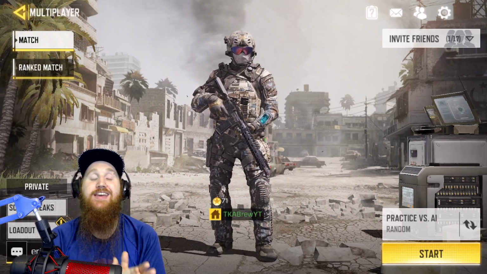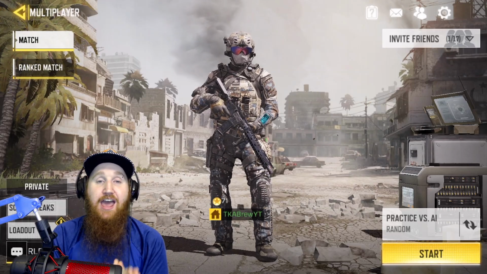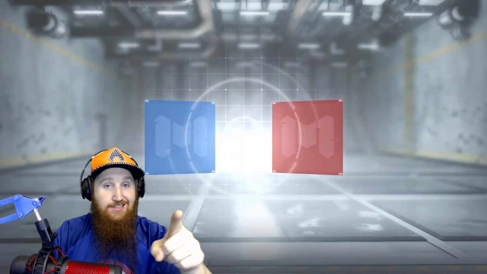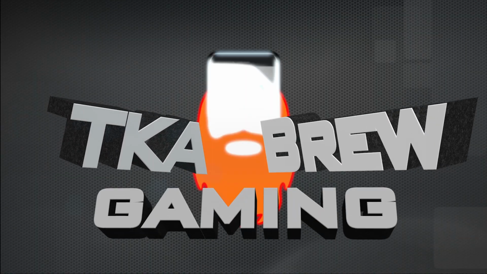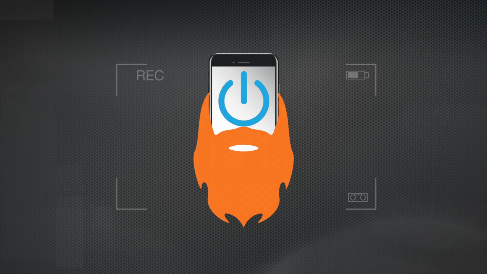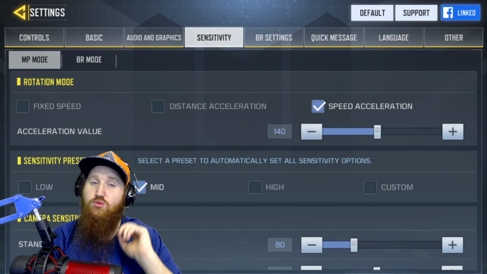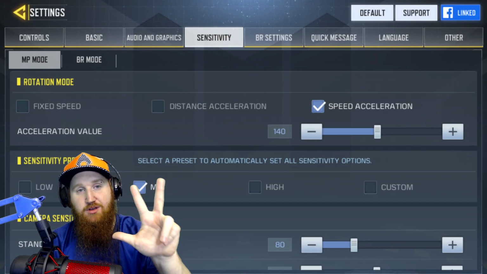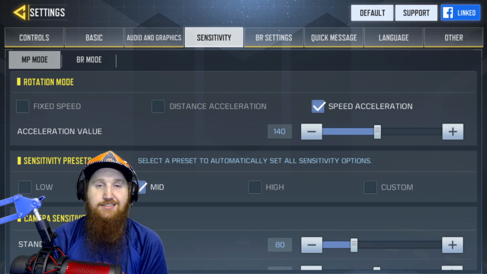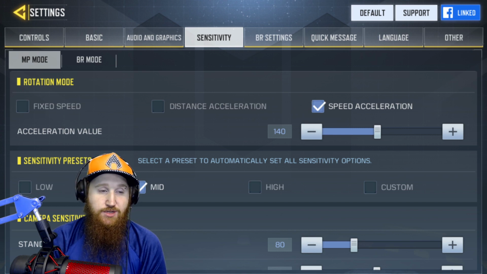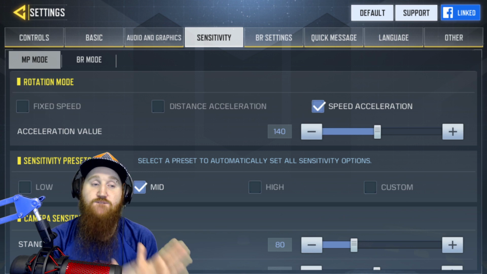If you're looking to understand COD Mobile's sensitivity and how it relates to your gameplay, stay tuned. First place we need to start is rotation mode. There are three checkboxes: fixed speed, distance acceleration, and speed acceleration, along with an acceleration value.